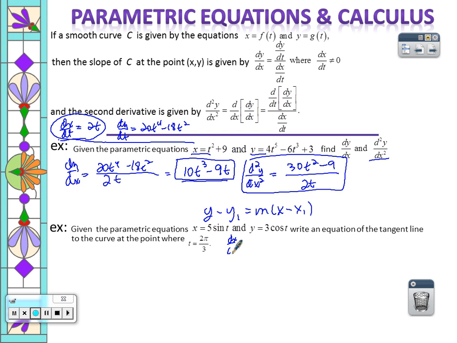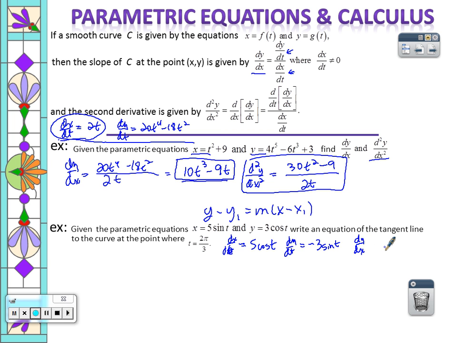So dx/dt equals, the derivative of sine is cosine, so 5 cosine t, and dy/dt equals, the derivative of cosine is negative sine, so negative 3 sine t. And to get dy/dx, which is the one that we need to find the slope, remember, the y one goes on top and the x one goes on the bottom. So the y one is on top, so our dy/dx.